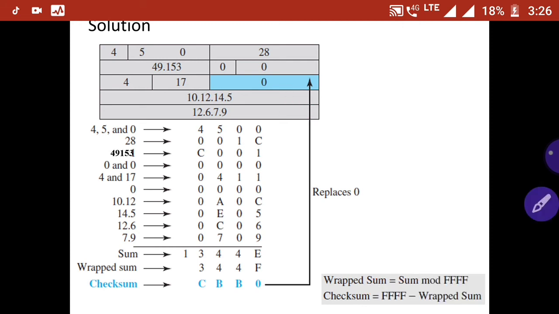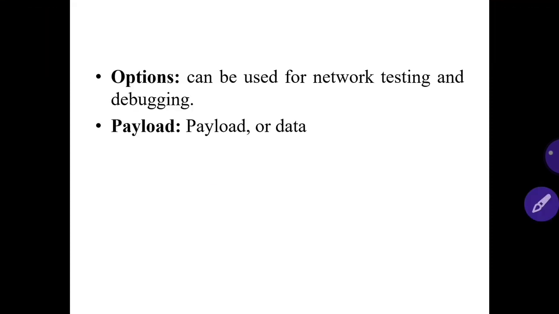The option field can be used for network testing and debugging. The payload is the user data. These are the fields related to the IPv4 datagram format.